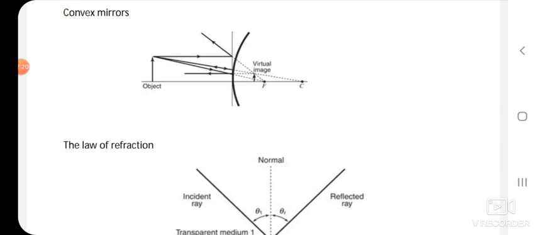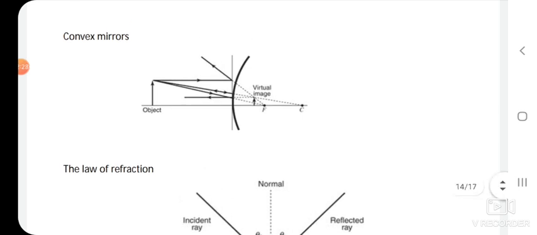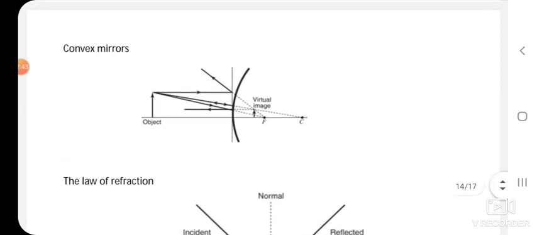Again, the virtual image is formed by extending back the reflected diverging rays, and we are getting the real image of an object in the object space. Okay, this is all about the convex mirror.